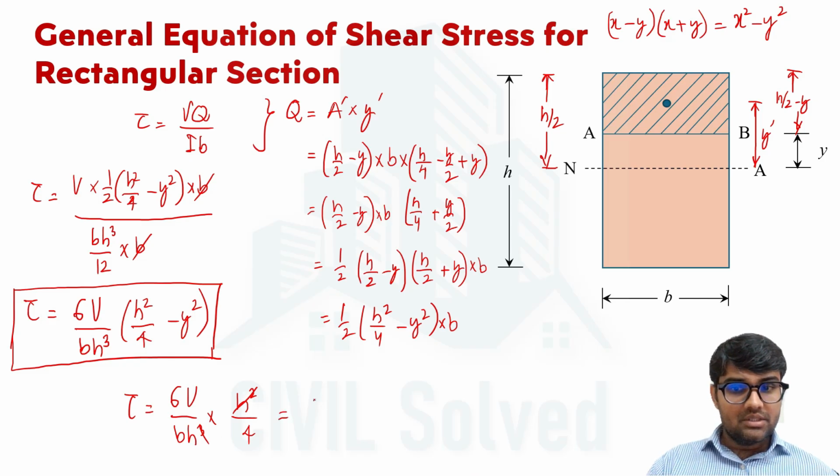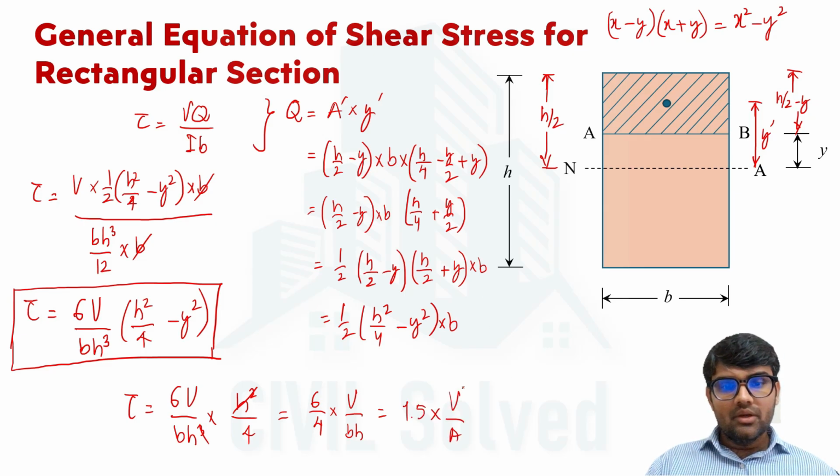So you can see now we are just left with 6 by 4 multiplied by V over bh. Now you know that bh is actually breadth and height. If you multiply them, it's the area of the section, the whole area of the section. And if you divide 6 by 4, then it is 1.5. So V over A. We are familiar with this formula, which is the shear stress, shear force divided by the shear area. Now this is the equation when we are talking about the average shear stress.